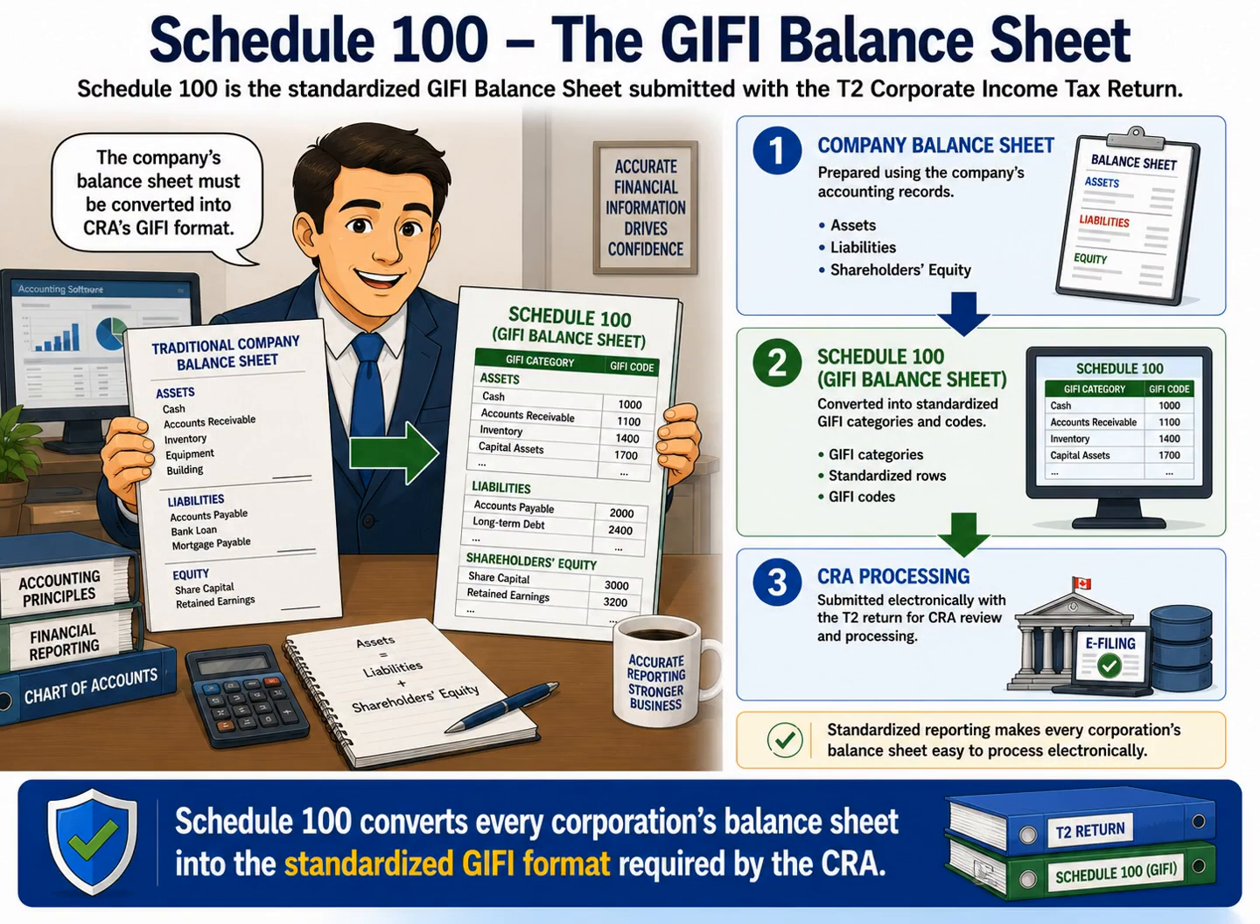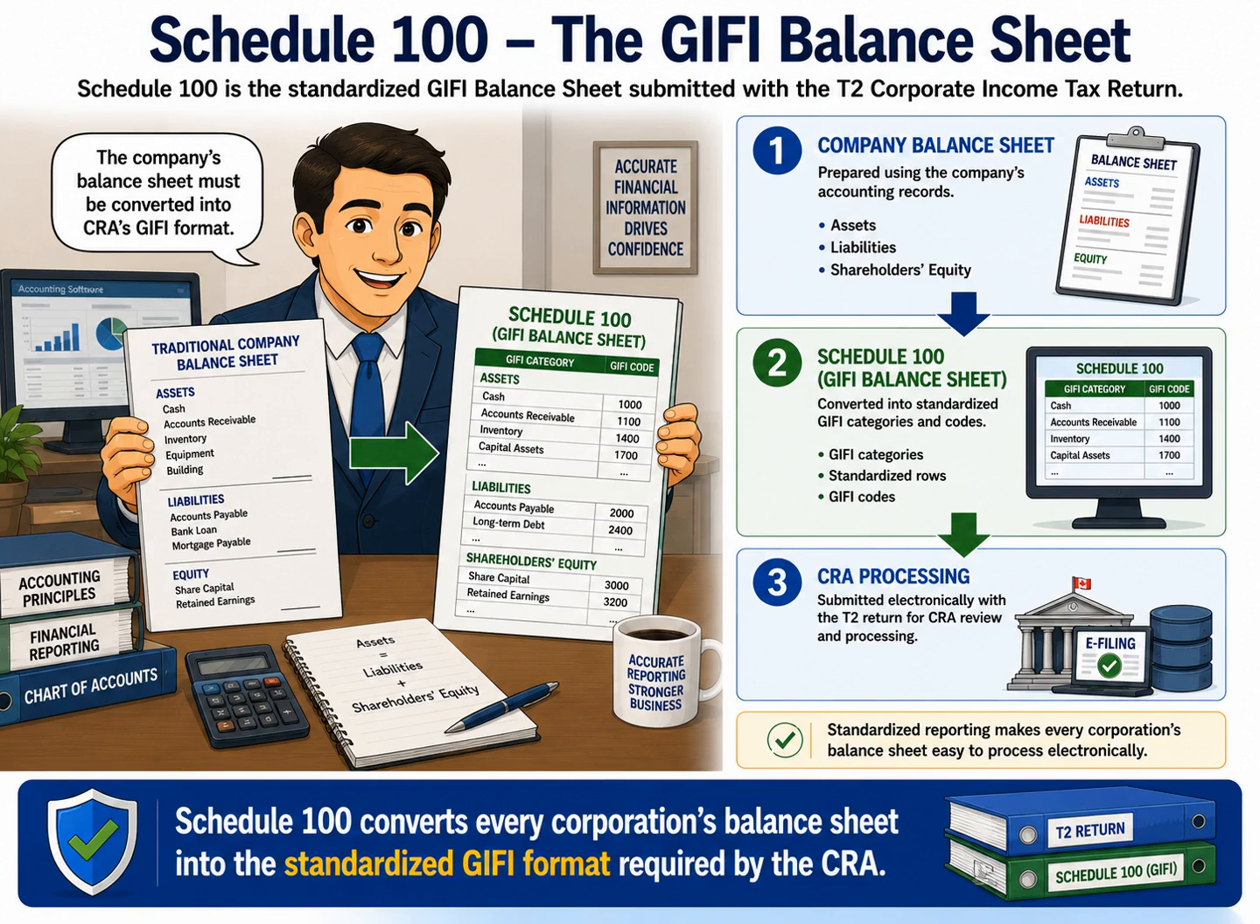Schedule 100 is the GIFI balance sheet that accompanies the T2 corporate income tax return. Its purpose is to report a corporation's financial position in the standardized format required by the Canada Revenue Agency. Instead of submitting a balance sheet in whatever format the corporation's accounting software produces, the financial information is organized using the GIFI reporting structure. The process begins with the corporation's own balance sheet.